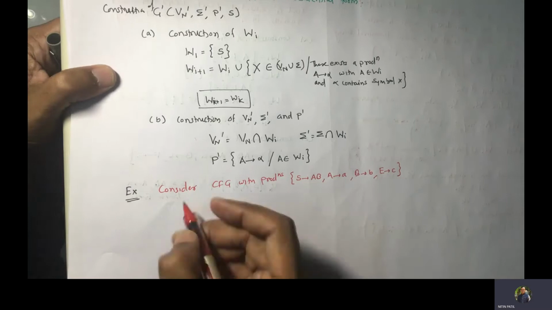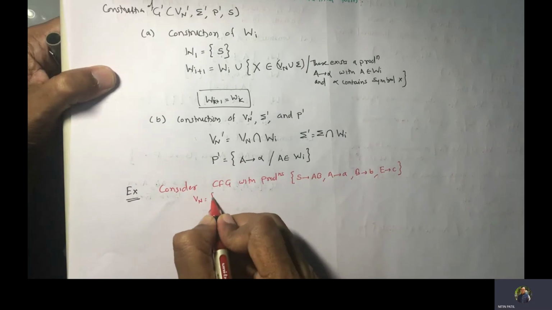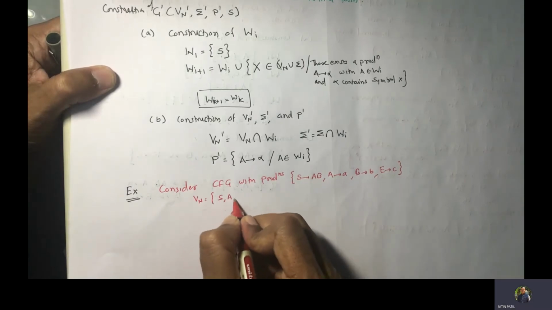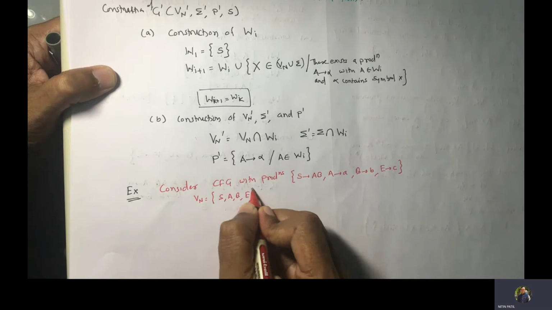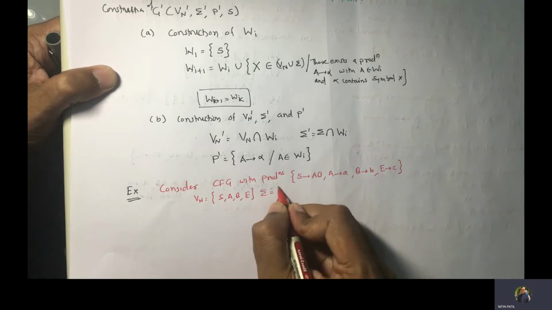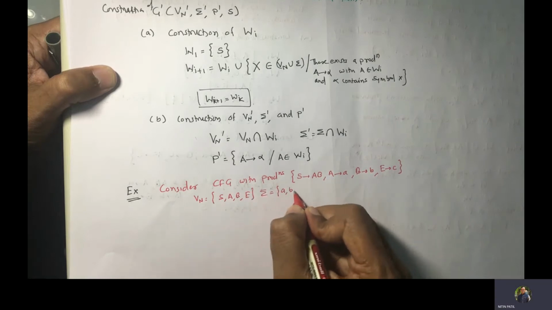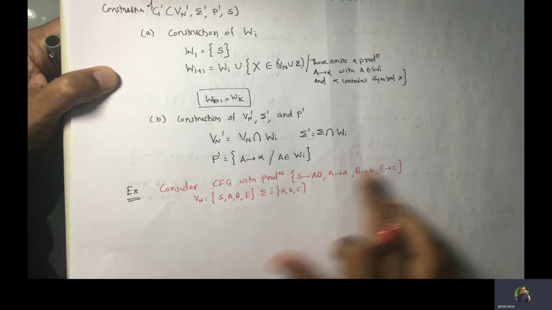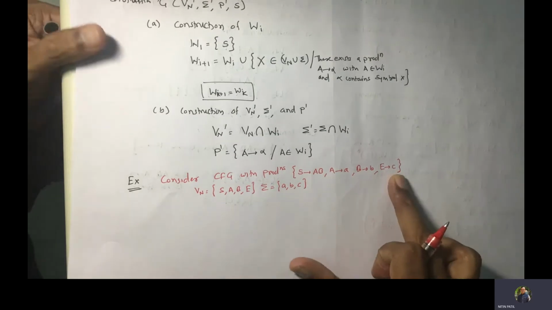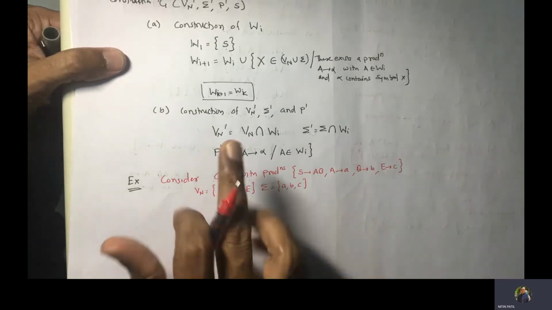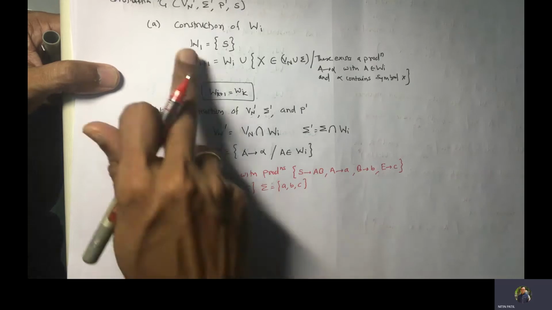Now, if you see here, what we got, Vn is what? S, A, B, E, correct? Sigma is what? a, b, c, and the start symbol is given, and this is the production set. Correct. Now let us start working with the method that we saw above.